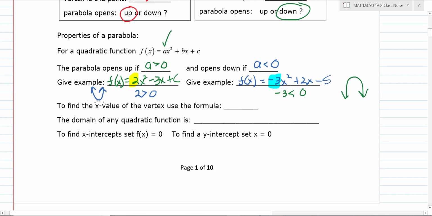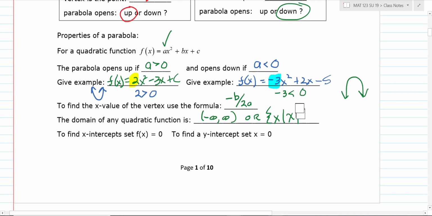This is real important, so write this down. If you're going to find the x value of the vertex, you do negative b over 2a. Again, that comes from your quadratic, where you have a and b. If you do negative b divided by 2a, you get that. And then the domain of any quadratic function is always all real numbers. You can write it that way, or you can write it this way.